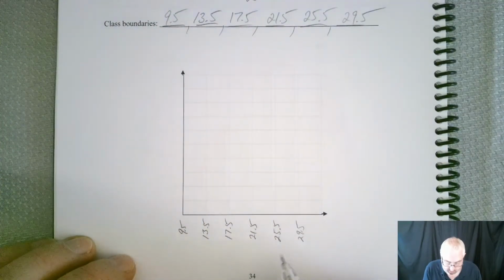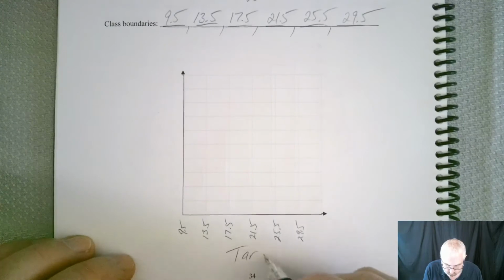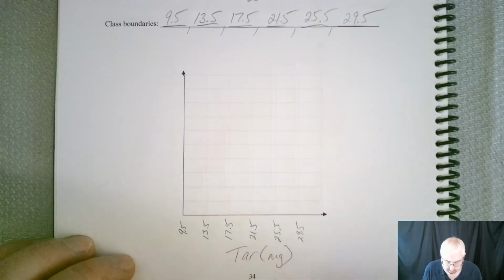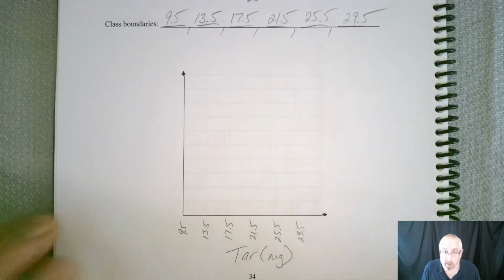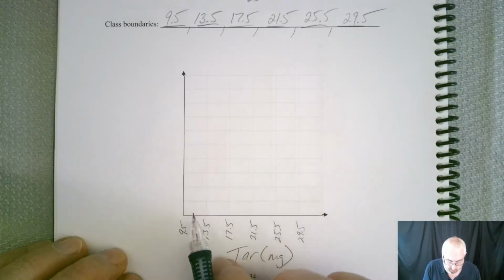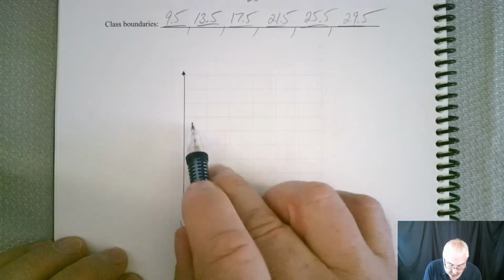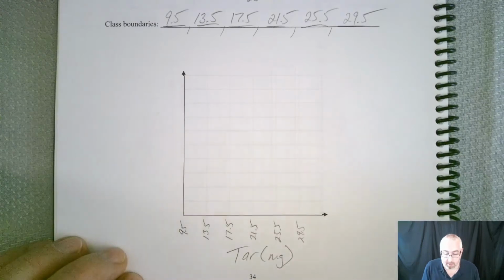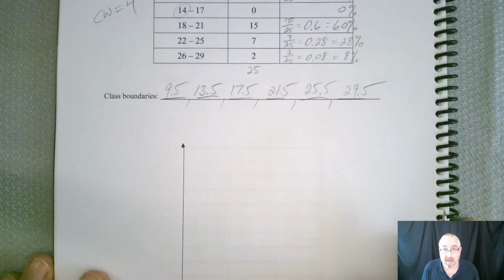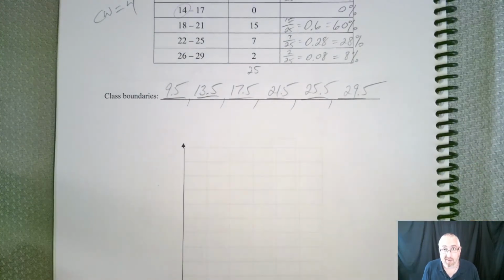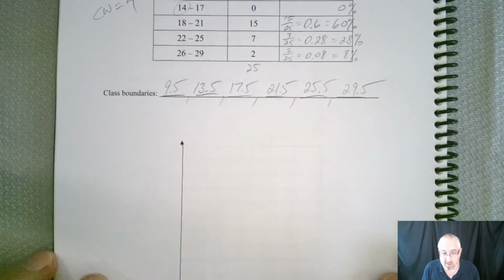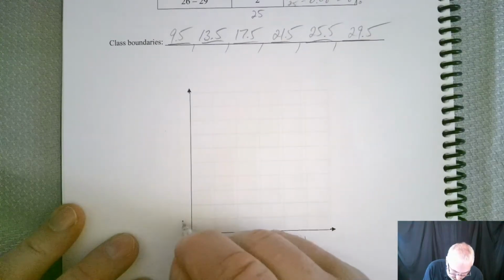And that is talking about tar in milligrams. And so now what about our vertical scale? So we got 1, 2, 3, 4, 5, 6, 7, 8, 9, 10 again. But our frequencies go up to 15. So it looks like we're going to have to go by 2s. All right, so let's go by 2s.